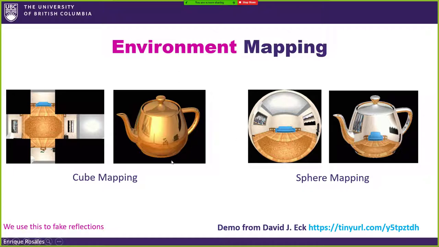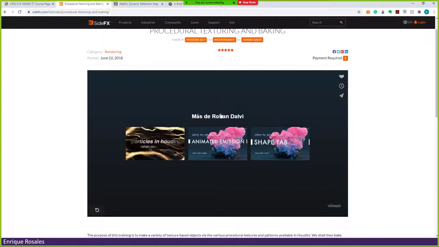So it's basically not using rays, it's just projecting a texture on a surface. Let me show you an example of that. Give me a sec.